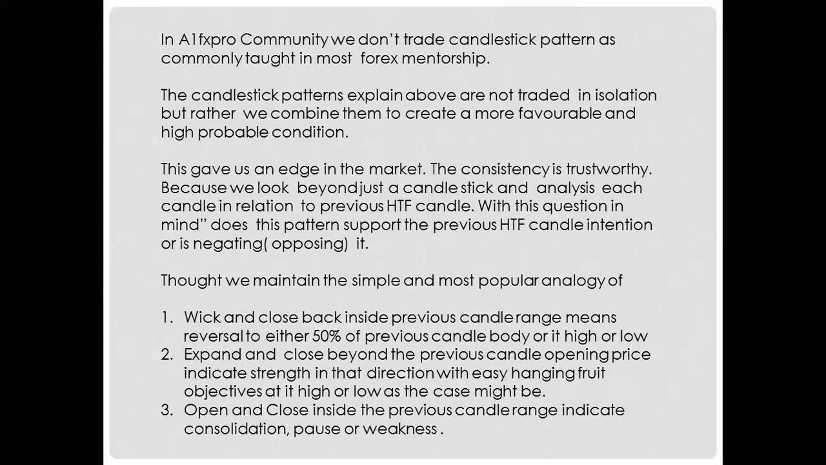It's the easy hanging fruit. When we are going in that direction, it's telling us the momentum is still intact. Like we say, an expansion candle means what? An expansion candle means continuation. Then we have open and close inside the previous candle range, indicating consolidation, pause or weakness. So you can see what I just explained to you previously. When you have the doji, the small body candle that is closing inside the range of the previous candle, it's telling you there is consolidation.